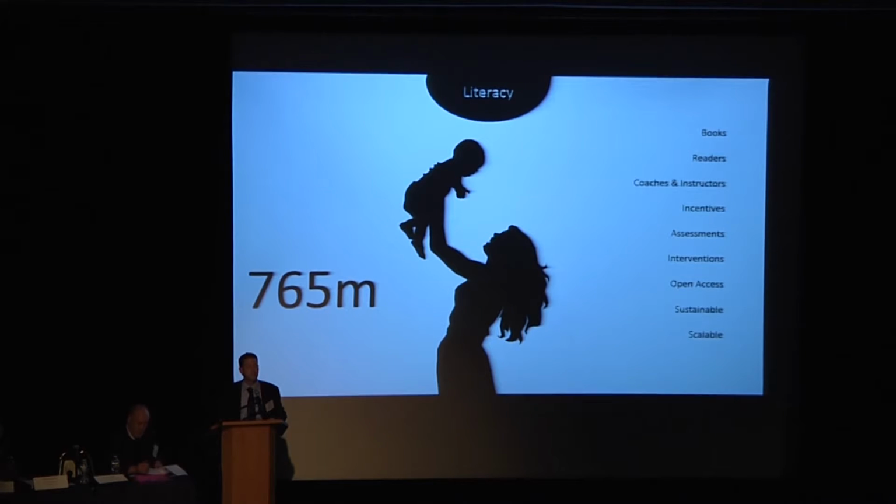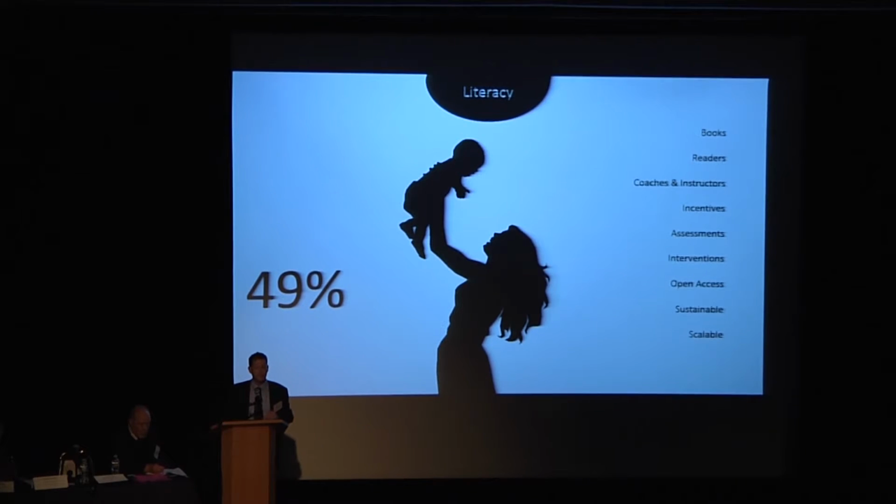There's 765 million illiterate adults on the planet. That's 1 in 4 adults on the planet. There are 7,000 languages on the planet, and 95% of those languages are spoken by less than 100,000 people. This is not a challenge that is going to be addressed by mainstream publishers. It doesn't make sense economically. We need to find another way of supporting this variety of languages.